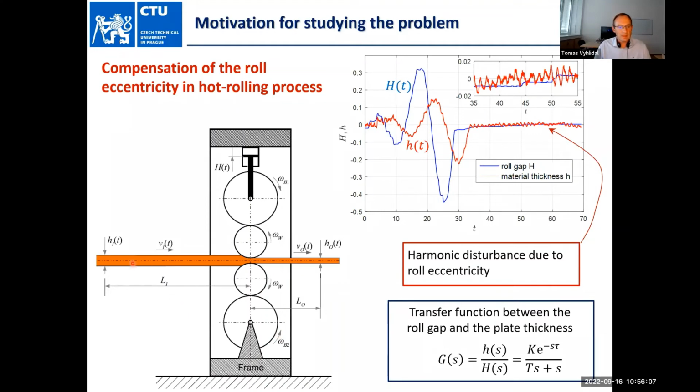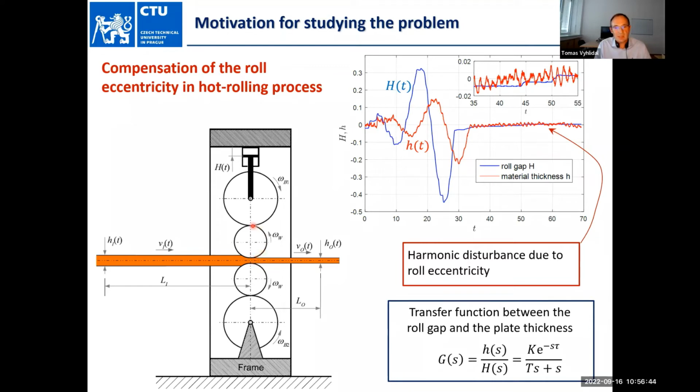So in making the plates, we use these hot rolling mills, which usually have 4 rolls. These 2 are working rolls, and then we have backup rolls, and these backup rolls are controlled by a hydraulic system, and actually by this quantity, which is called the roll gap, we control the thickness of the plate.